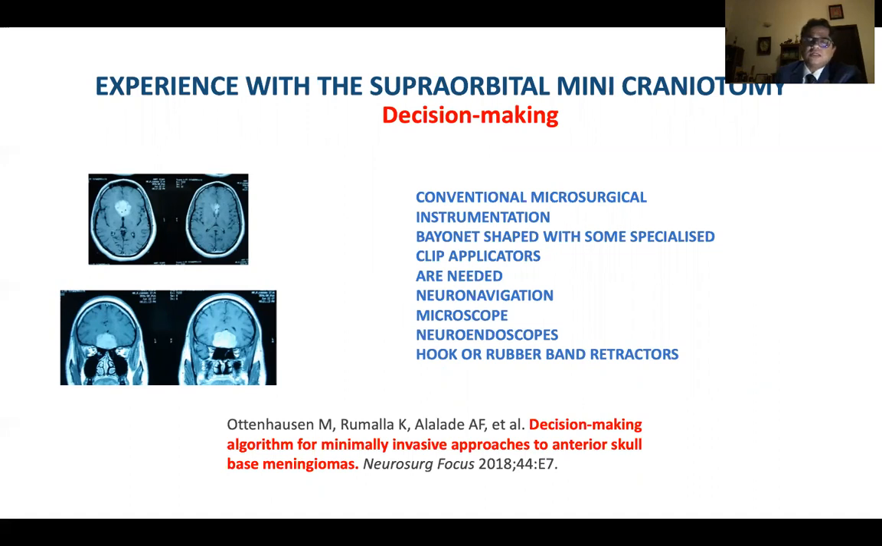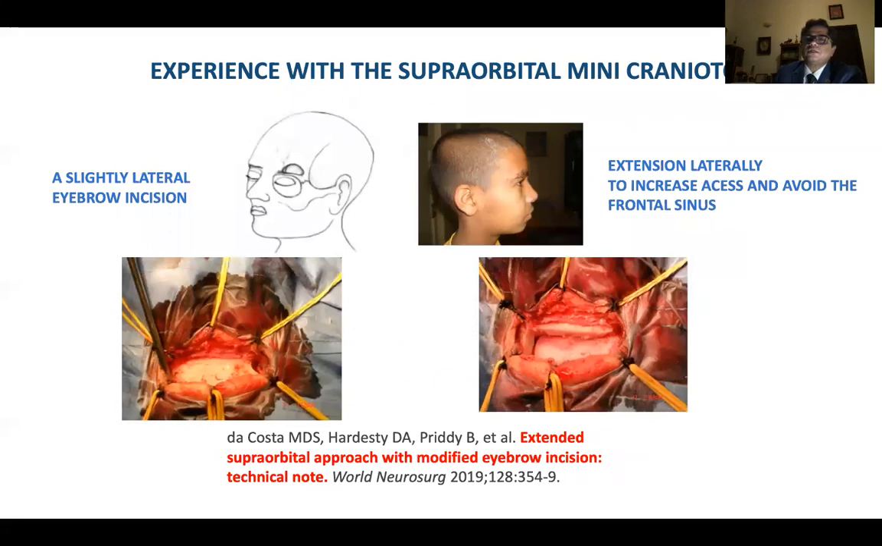Neuronavigation is a great asset, and obviously the microscope is indispensable. And neuroendoscopes are to look around the corners. We have still not evolved to full endoscopic excisions. Hooks and rubber band retractors are conventionally used.